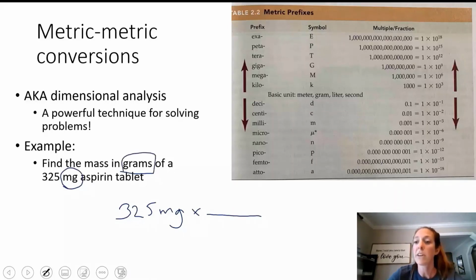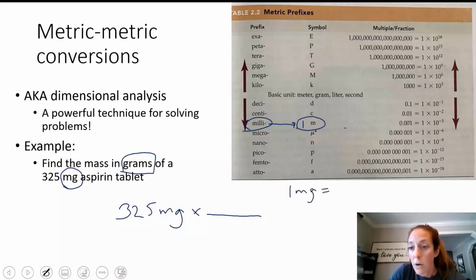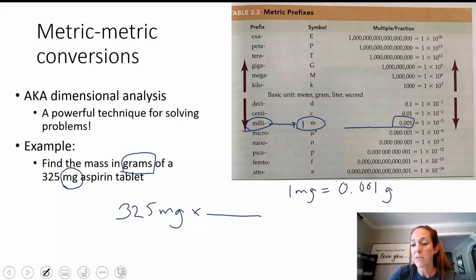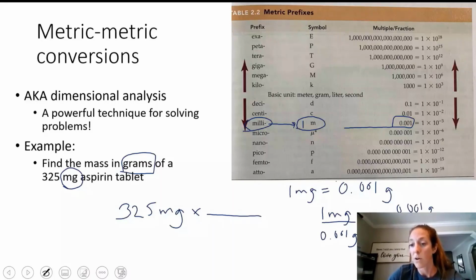So I'm going to look over here and go milli. All right, here's my milli. Well, I know that my conversion factor is 1 milligram is equal to, I'm going to go over here, 0.001 grams. Now, what we said in this previous slide is I can make that conversion factor. I can write a fraction. I can write it 1 mg over 0.001 grams, or say 0.001 grams over 1 milligram.